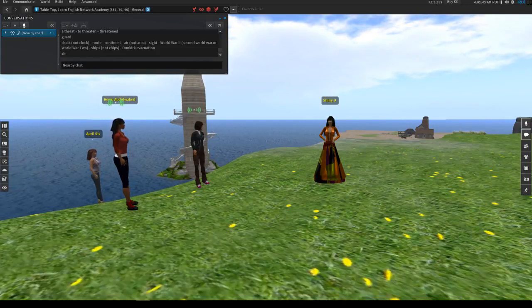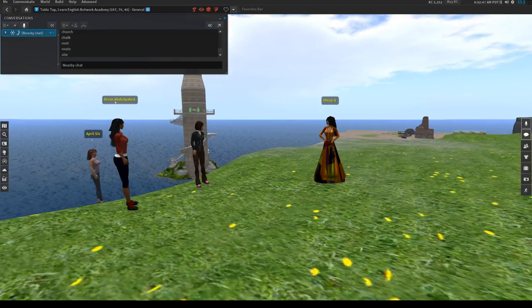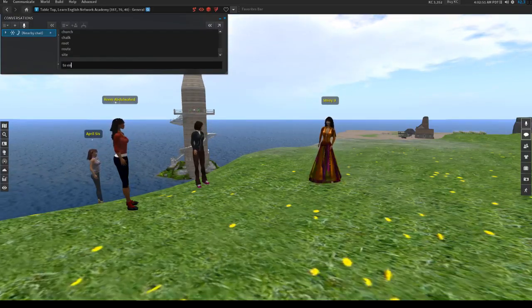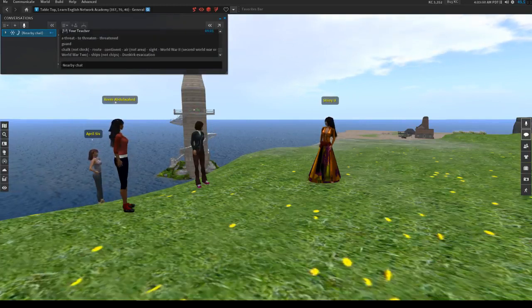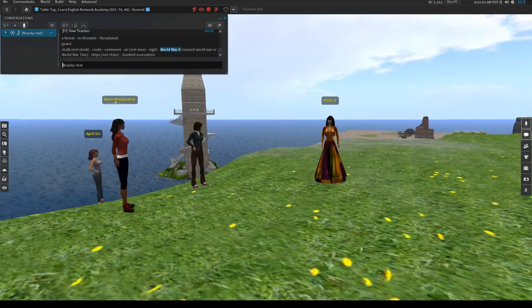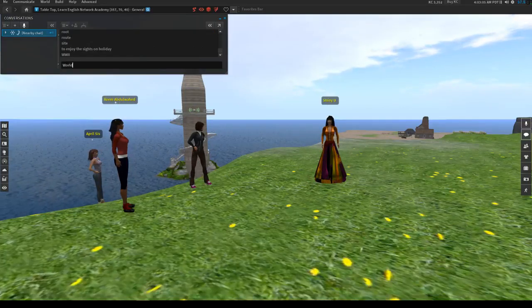Next one, sight. It's just the same as like a building site, and to enjoy the sights on holiday. Go and enjoy the sights. It's like I sound. Now, when you see World War Two, you might see it written like that.